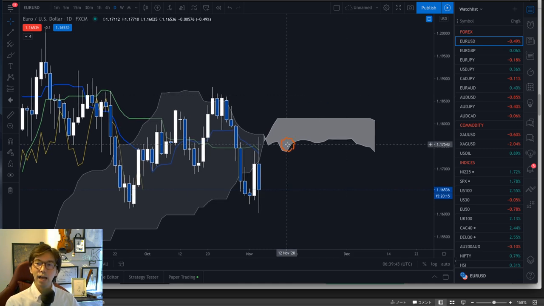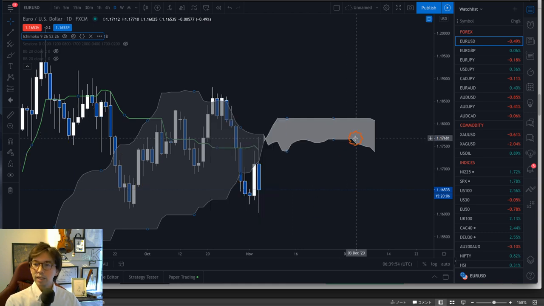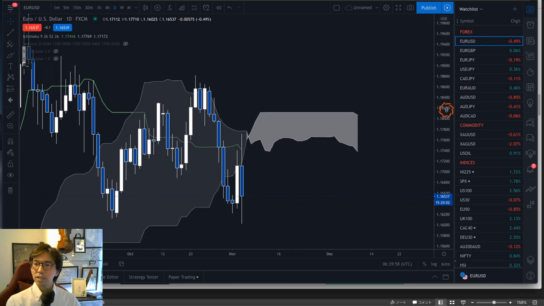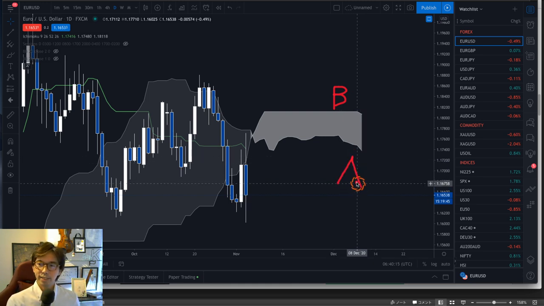And here I have the 5 lines of Ichimoku, but let me cancel the Tenkan-sen and the Chikou-span to simplify the trend direction. And here we see the Kumo is going down. The upper part of the Kumo, when it's bearish, is called the Senkou-span B. And the lower part of the Kumo, when it's bearish, is called the Senkou-span A.